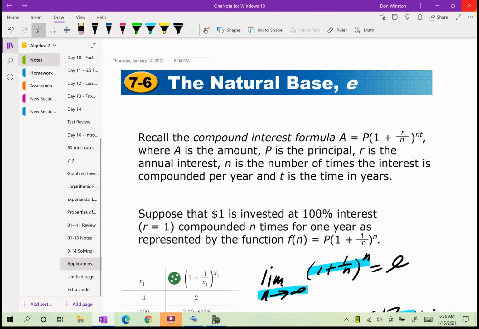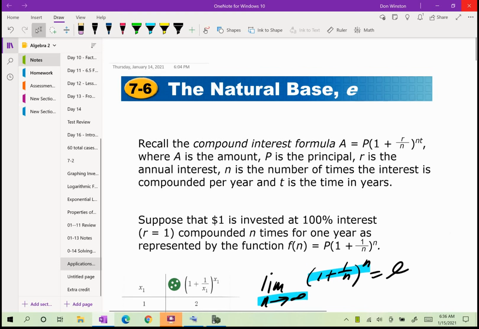Okay, good morning everyone. Today we'll begin section 7.6. We'll be looking at the natural base, or base e. I'll show you what that is in just a second.